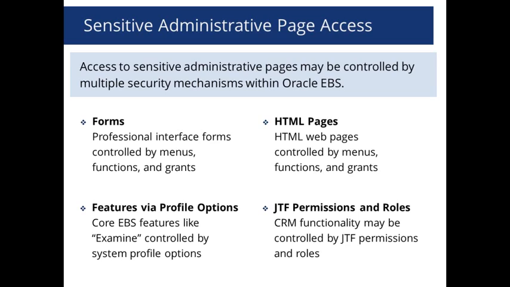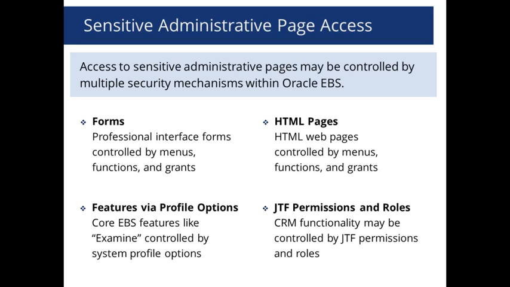So where are the areas we need to be concerned? This is basically going through the Oracle My Support document. There are 4 different areas. First, there are forms. These are the professional interface forms, and again, they're controlled by menus, functions, and grants, the typical Oracle E-Business Suite security.